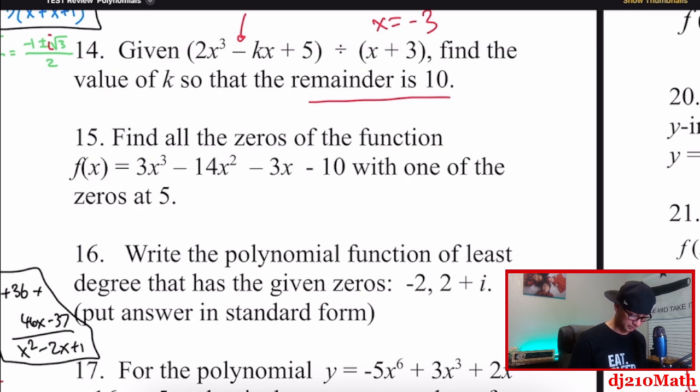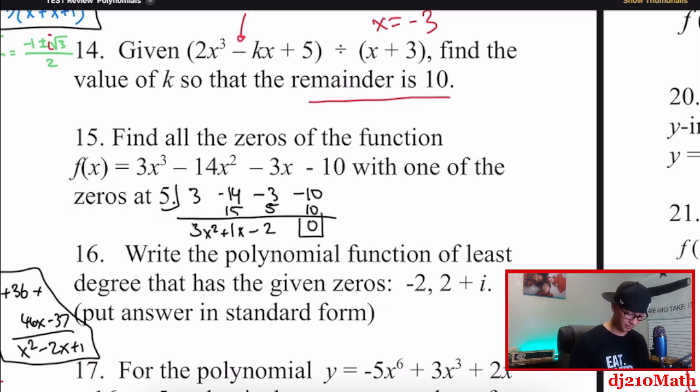If 5 is in the box, and they're all in descending order, the coefficients are 3, negative 14, negative 3, negative 10. Synthetic division: bring down the 3, multiply, we get 15. We add, we get 1. Multiply by 5, we get 5. We add negative 3, we get positive 2. Times 5 is 10. We get 0. And this is 3x squared plus x plus 2. Okay, I need to factor 3x squared plus x plus 2.